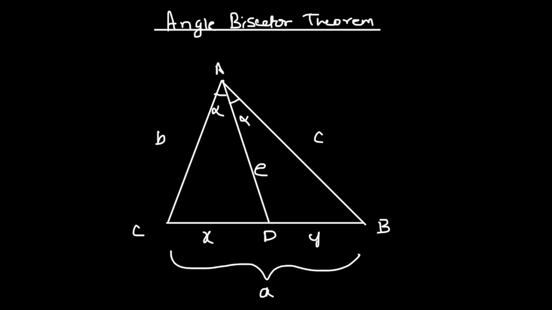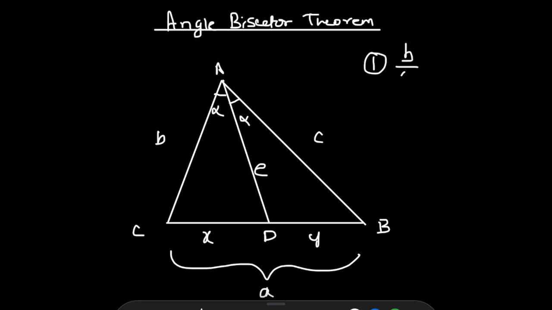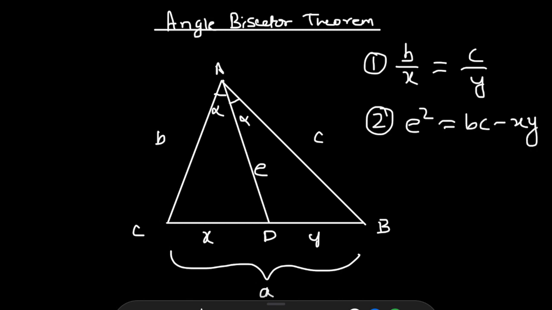So what does the angle bisector theorem actually say? Well, there's two parts to this theorem. The first part states that b over x, the ratio of the lengths b and x, where b is the side opposite b and x is one of the parts of BC, is equal to c over y. And the other part of this theorem states that e squared, where e is the length of the angle bisector AD, is equal to BC minus xy.